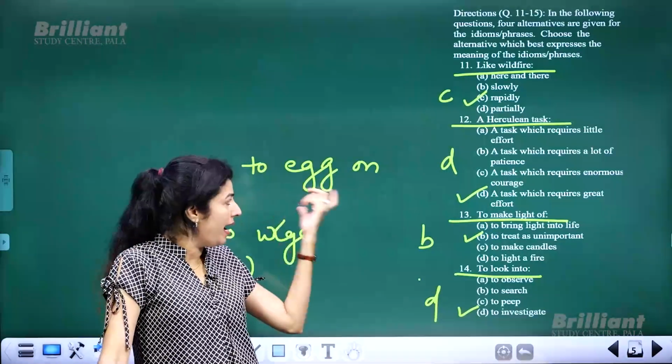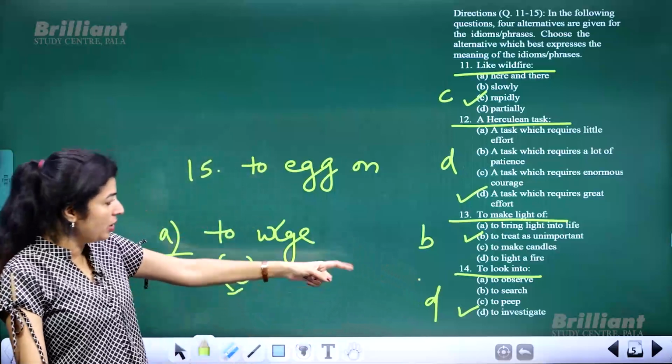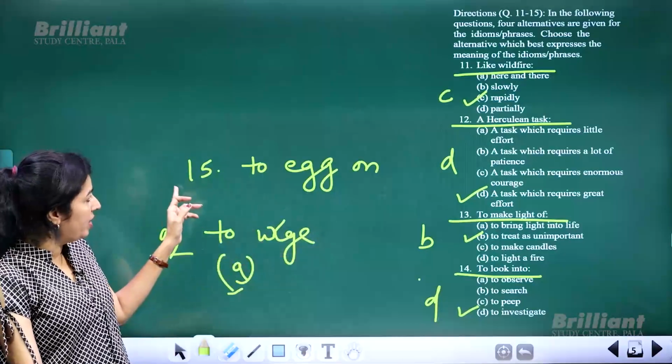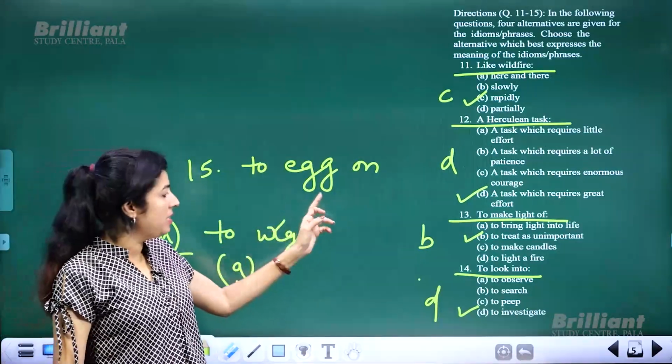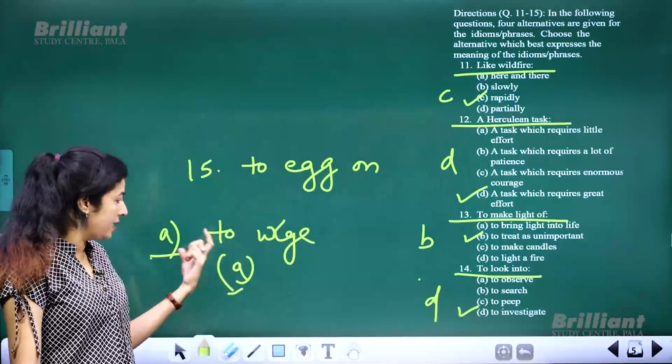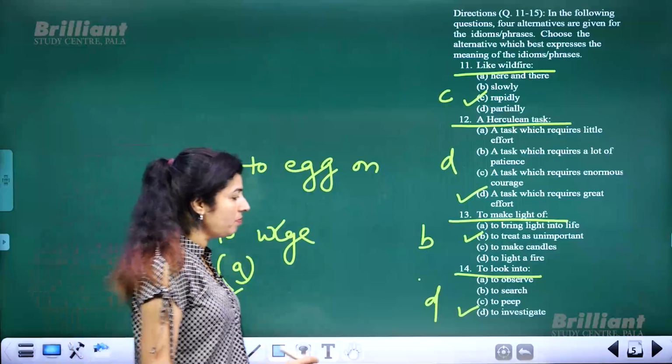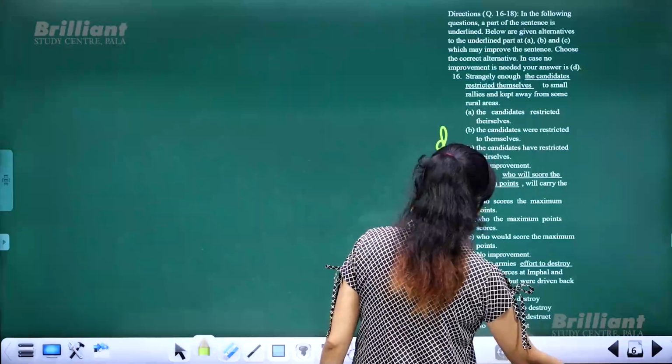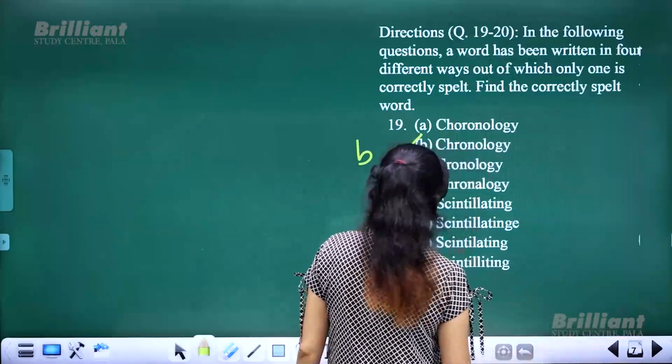So to egg on is the 15th question. So the 15th question was missing, and I just wrote it now. To egg on means to convince or to urge. So that is option number A. Okay, so we will move on to the next.